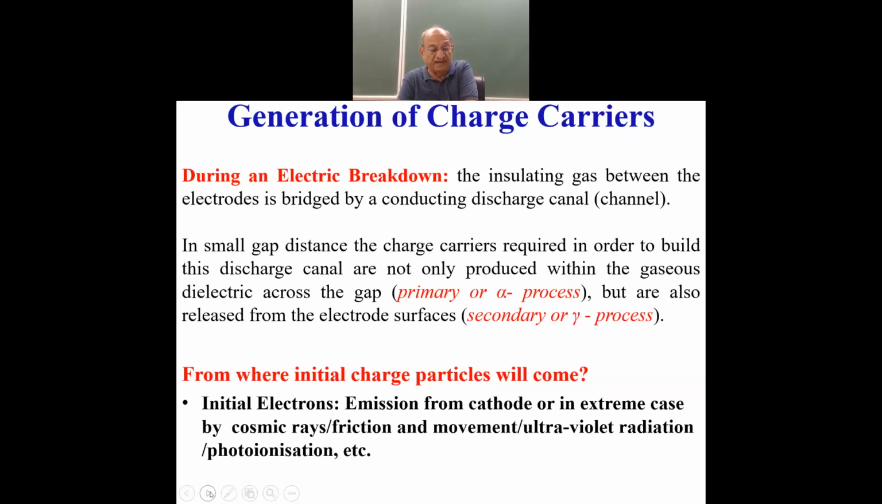So initial electrons come from emission from the cathode, or in extreme cases by cosmic rays, friction, and movement, or ultraviolet irradiation or photoionization, which is needed to produce the initial electron.